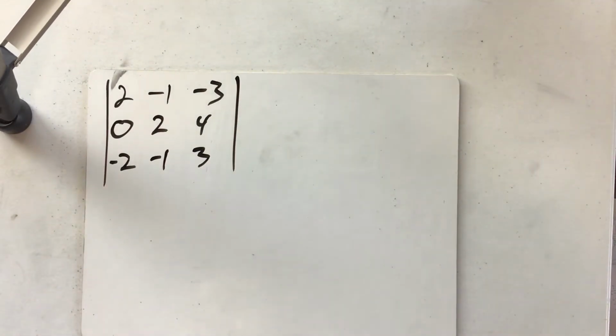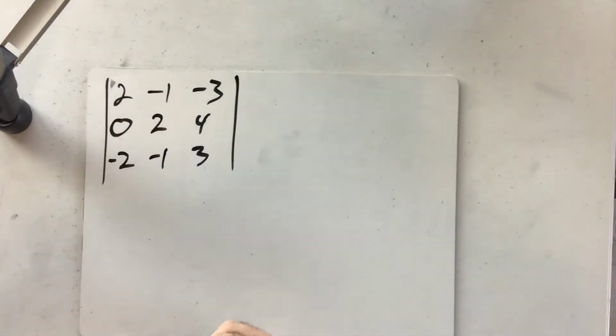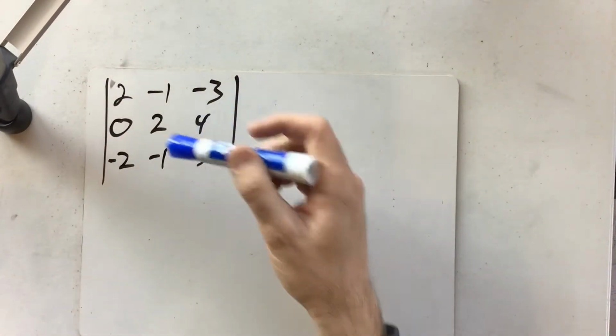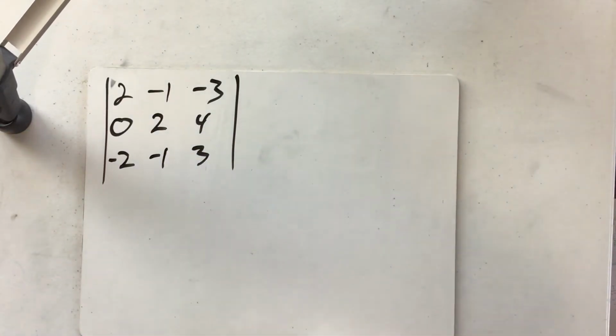Now, last time we decided to go across the top row. Well, there's actually nothing magical about the top row. We could choose any row or even any column. And if you choose any row or any column and you go along it and do the determinants of what's left over, the problem still works just fine.